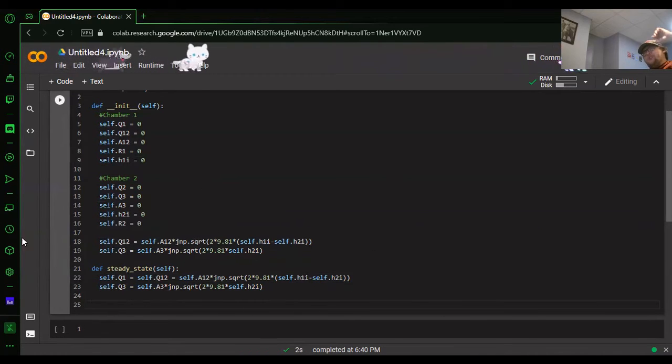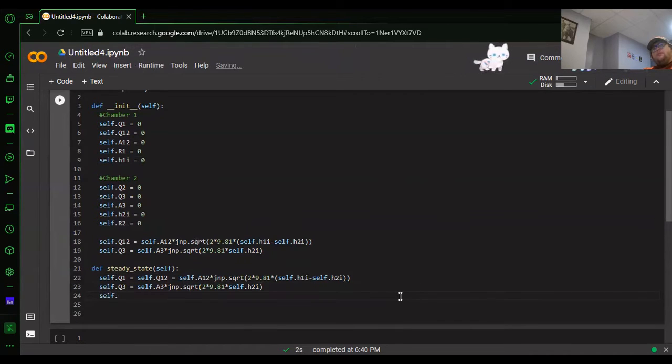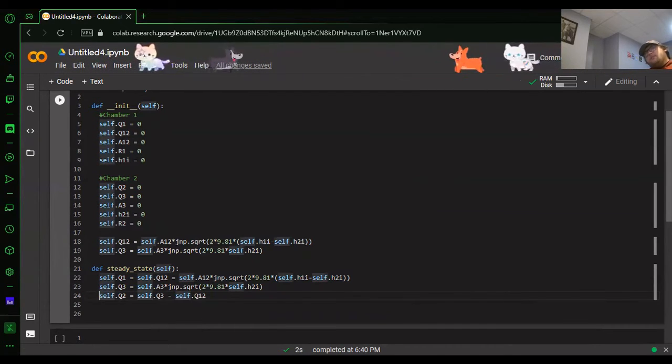If you remember from our OneNote video, or part of this video, I mean. But Q1 is equal to Q12, which is this equation right here. Q3 is equal to this equation right here. And then define Q2 at steady state. It's going to be self.Q3 minus, plus, no, hold on. Yeah, Q3 minus self.Q12. So one of the inlets is equal to the outlet minus the other inlet at steady state.